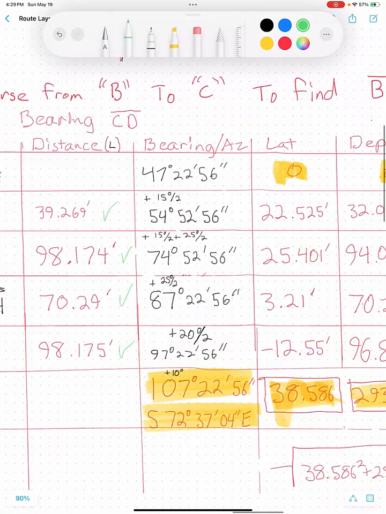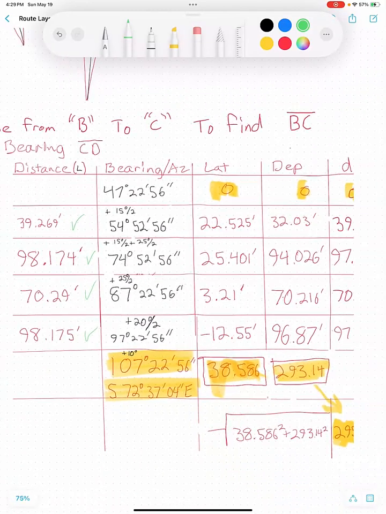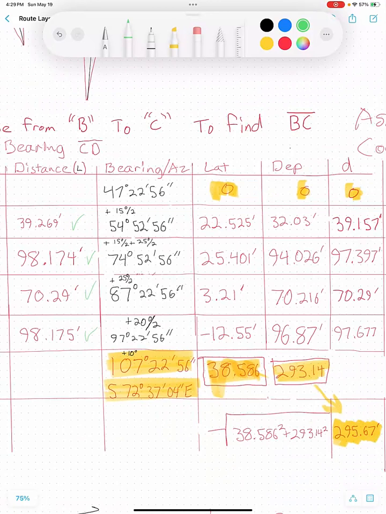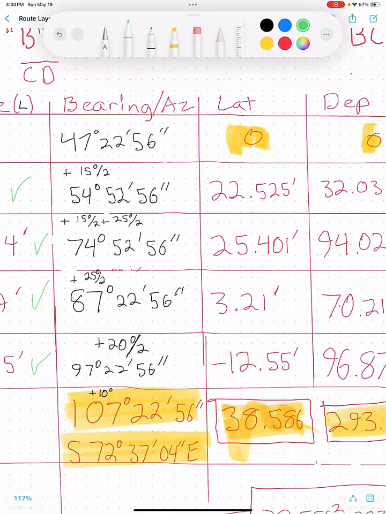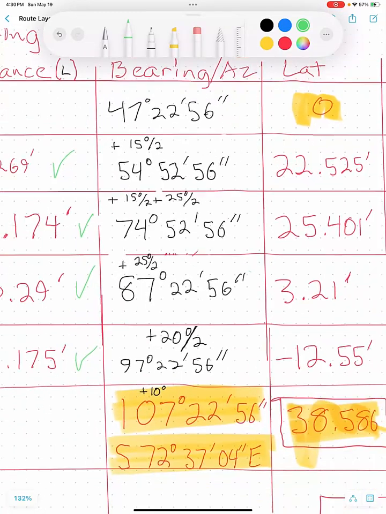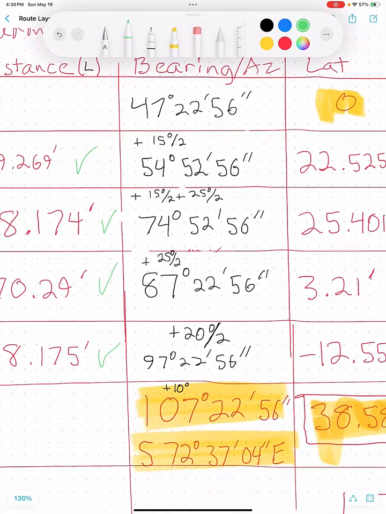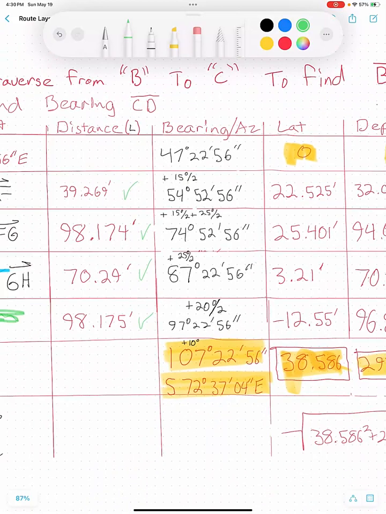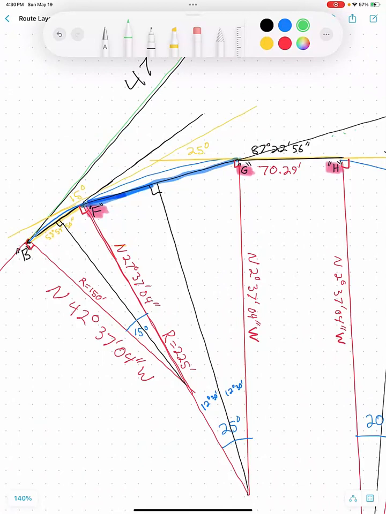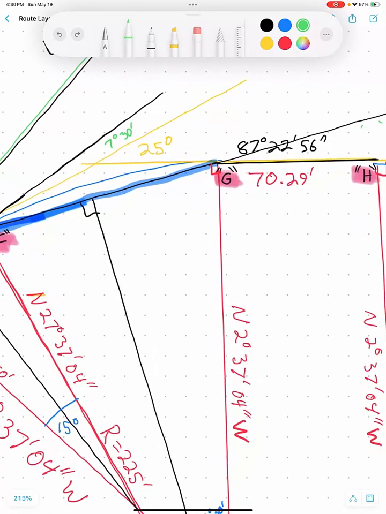If you look in here, I did this very much on purpose. We start with that 47, 22, 56, and we add half of that angle. So 15 degrees over 2, which is 7 degrees 30 minutes. We add that up. That gives us our 54, 52, 56. Then we add the next segment, because, if you're looking at this correctly, that angle bisects there. So that is 30 minutes.